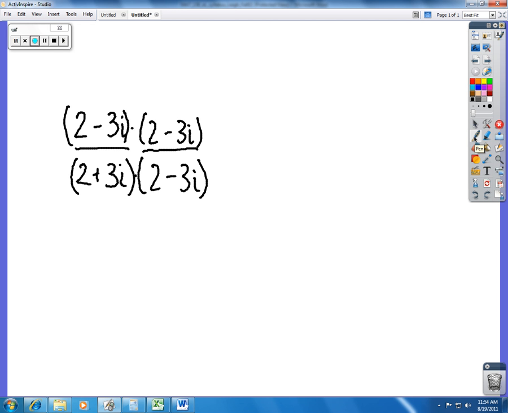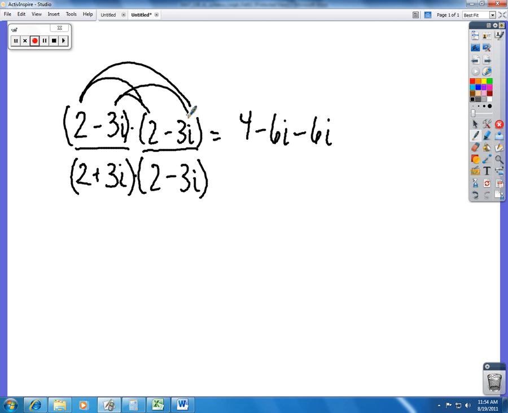I'm going to start with the numerator here. So we've got 2 times 2, which is 4. 2 times negative 3i, which is a negative 6i. Negative 3i times positive 2, that's another negative 6i. And then negative 3i times negative 3i, which gives us a positive, again, negative times negative is a positive, 9i squared.